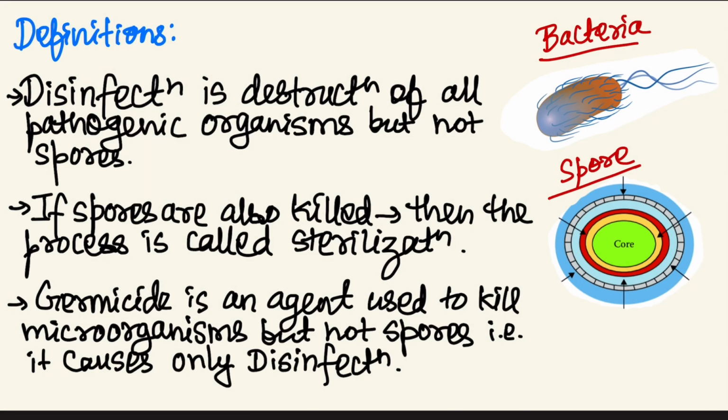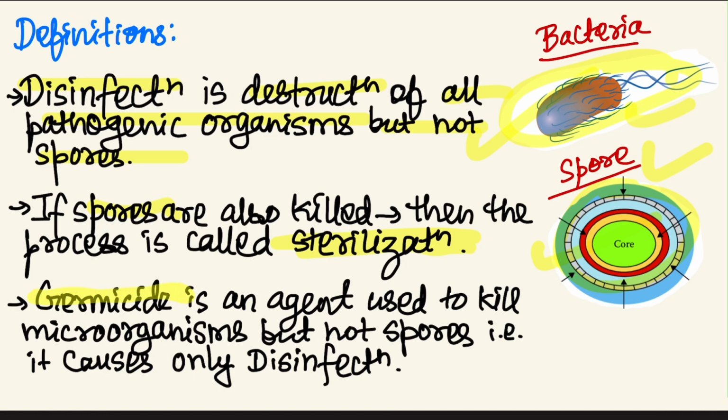So coming to the definitions, first is disinfection. Disinfection means the destruction of all the pathogenic organisms but not the spores. As you can see here, we have a bacterium which is being destroyed by the process of disinfection, but the spore which you are seeing just below it cannot be destroyed by disinfection. When bacteria, that is microorganisms, and spores both are destroyed, then that is called sterilization. So sterilization is basically the process in which both the spores and the microorganisms are killed.